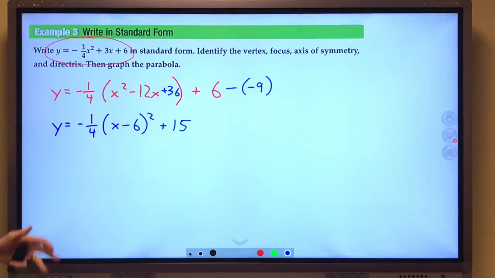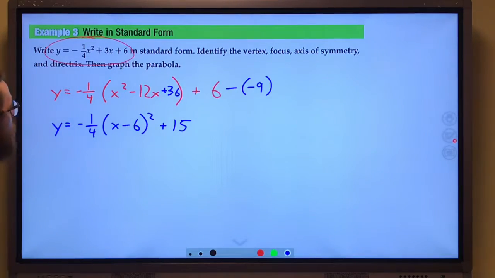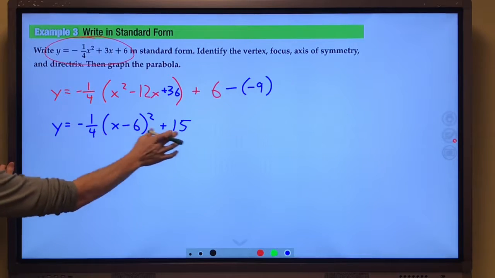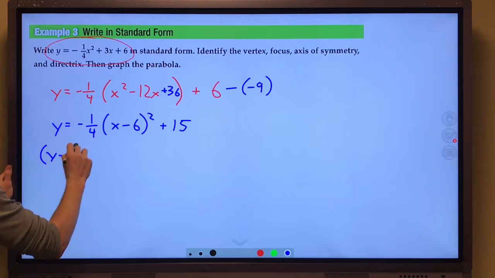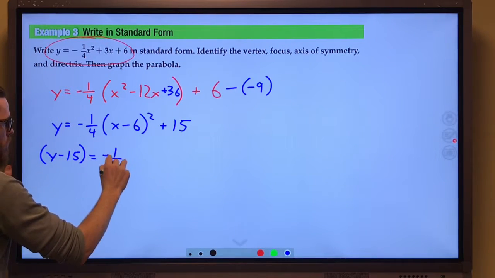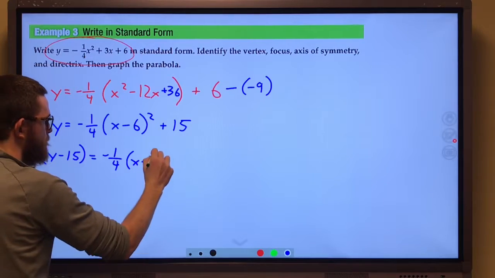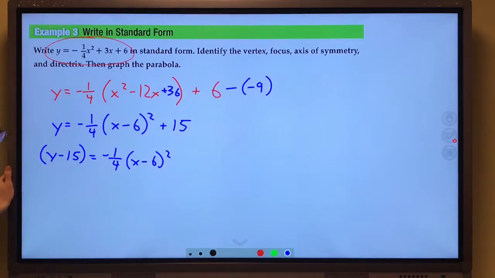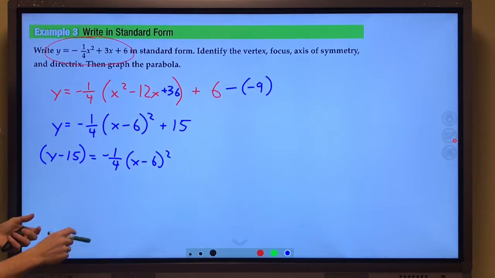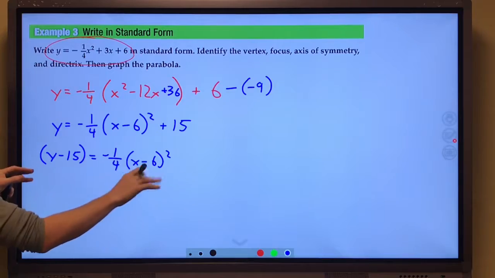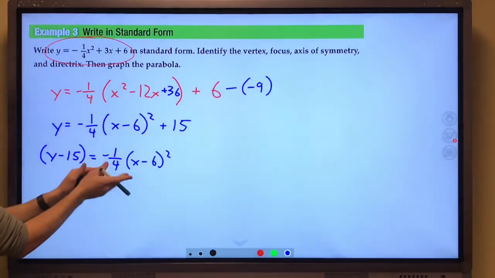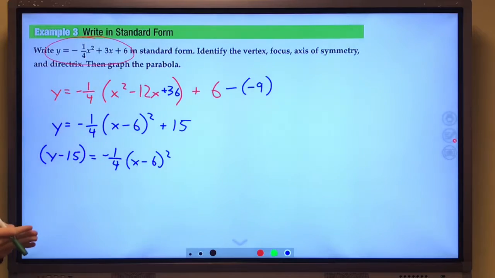We're still not, this is vertex form, don't get me wrong, if you're thinking quadratics, this is vertex form, but this is not our standard form when we're thinking about a parabola. We want to get the y, we want to subtract that 15 over, so we have y minus 15. And if you really look at that form, it always has 4p. 4p is always grouped with what's not being squared. If this is x minus 6 squared, we don't need the coefficient on this side. We want something like that on the other side.